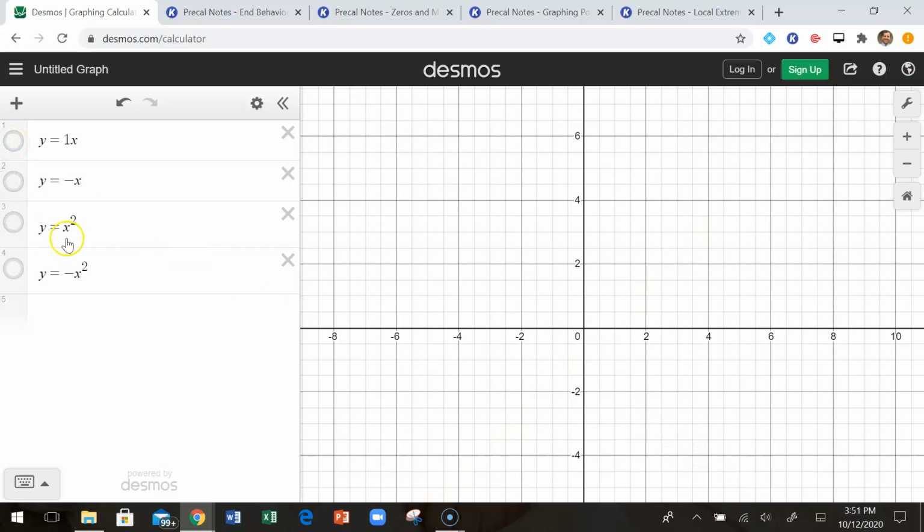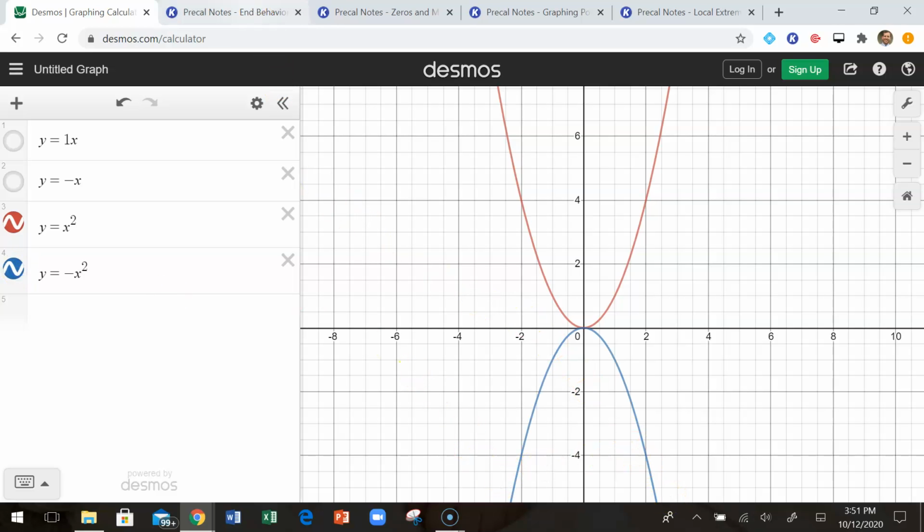And then with even powers, I just think about parabolas. If I have a positive with an even power, that means I'm going to get a parabola that would go up and up. Up on the left, up on the right. But if I have a negative in front of my x squared, then it's a parabola that would go down, and I would have down and down.